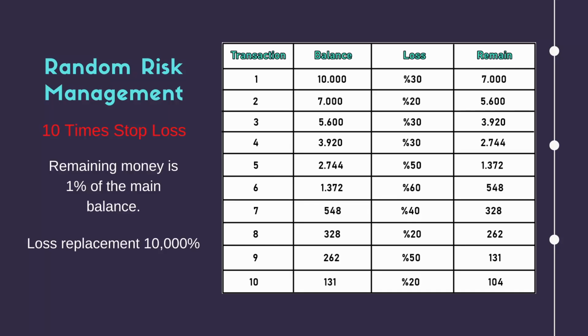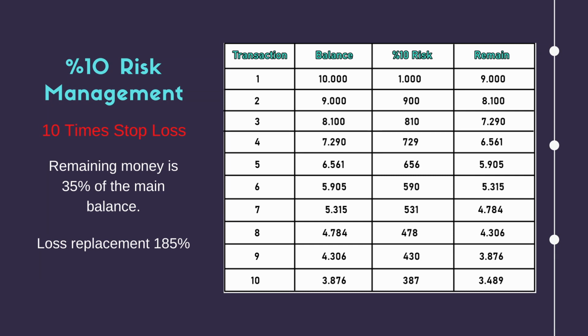Now, you're looking at the chart of losses that can happen when someone with a $10,000 balance does random risk management. After stopping 10 times in a row, the remaining amount is approximately 1% of the starting capital. The profit that this person needs to make in order to reach the starting capital again is approximately 10,000%. As you can see, this is impossible.